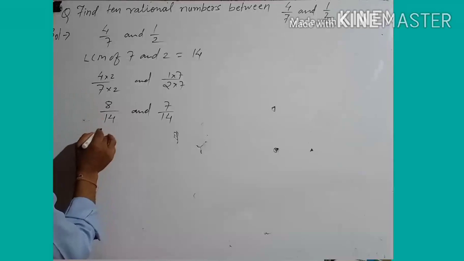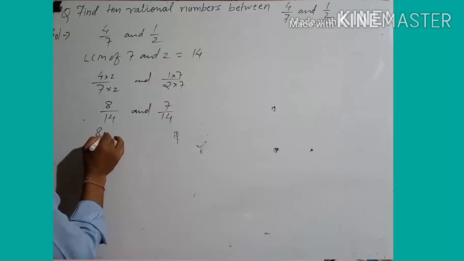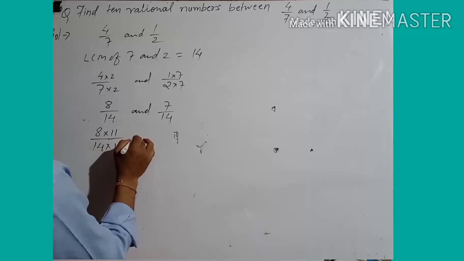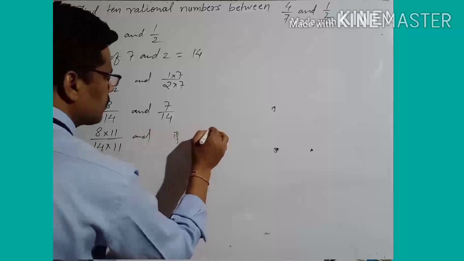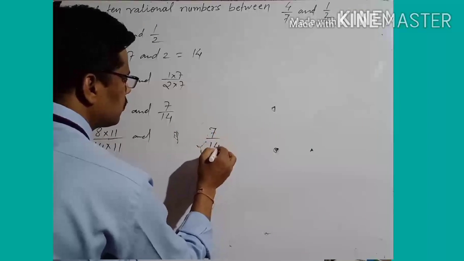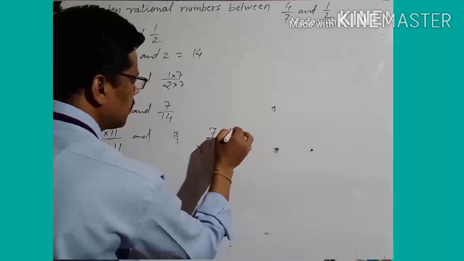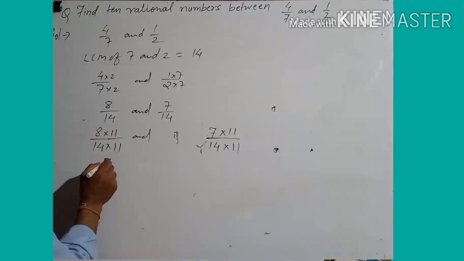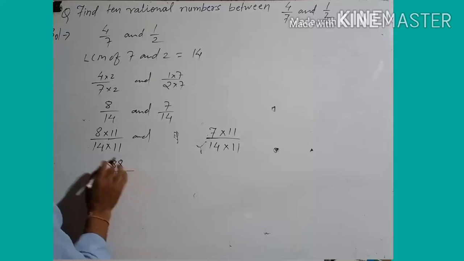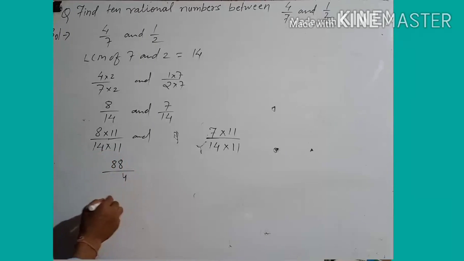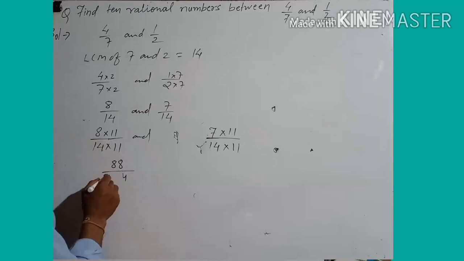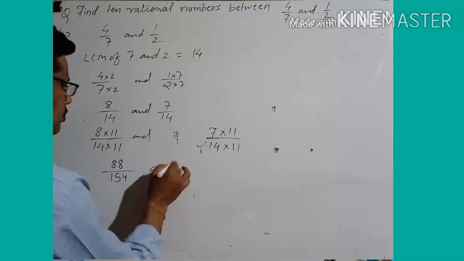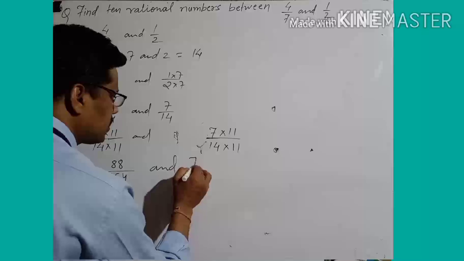Okay, let's see. Multiply 8 upon 14 by 11 upon 11, and 7 upon 14 multiplied by 11 upon 11. When you multiply, what do we get? 11 eights are 88. Now 11 fours are 44. Carry 4, 11 ones are 11, plus 4 is 15, so 154. And here 11 sevens are 77.